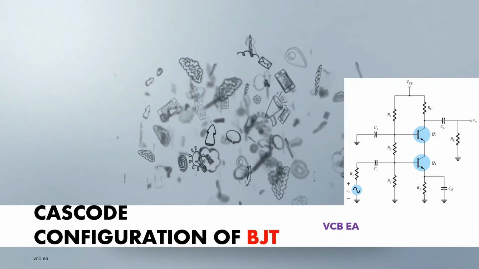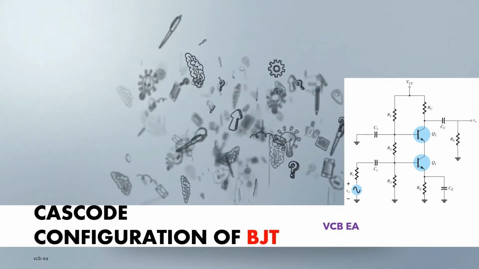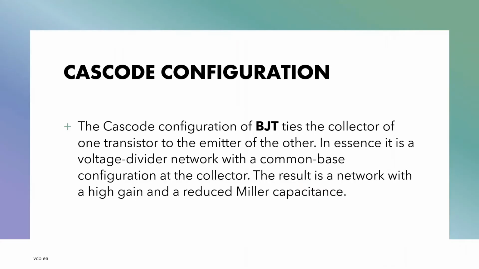In this video, we are going to discuss the cascode configuration of BJT. What is meant by cascode configuration? In cascode configuration of BJT, it ties the collector of one transistor to the emitter of the other. In essence, it is a voltage divider network with a common base configuration at the collector. The result is a network with a high gain and a reduced Miller capacitance. We generally bias BJT in order to get high gains.